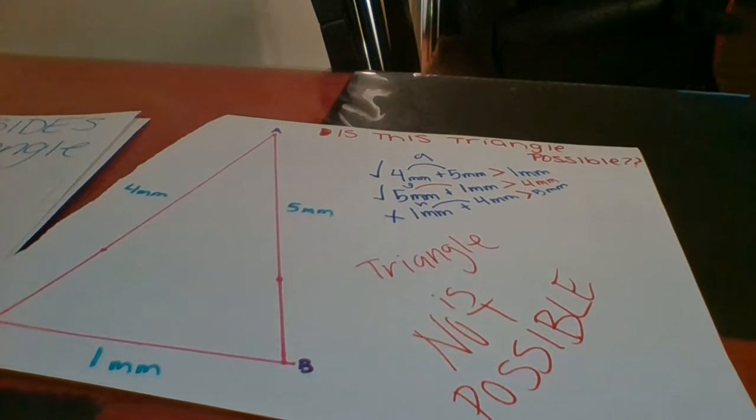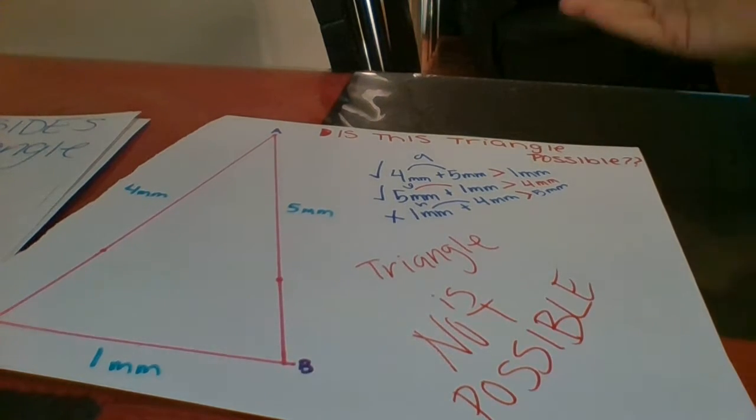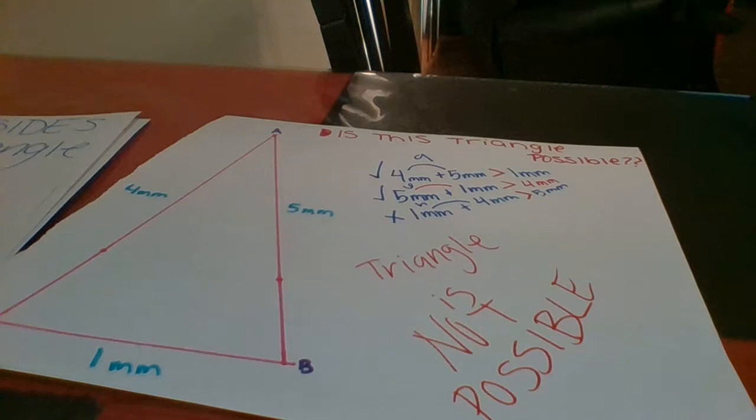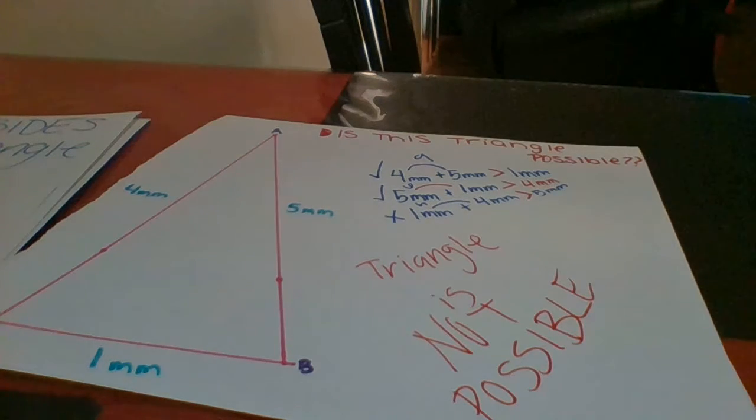So these problems are really simple. All you have to do is make sure you are adding correctly and make sure that you do not forget that the two numbers you are adding cannot equal the third side. It has to be greater than the number that is there. It cannot equal it.